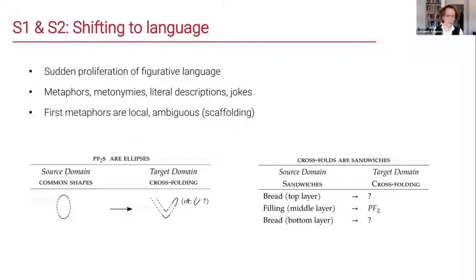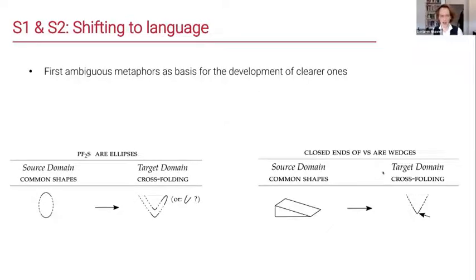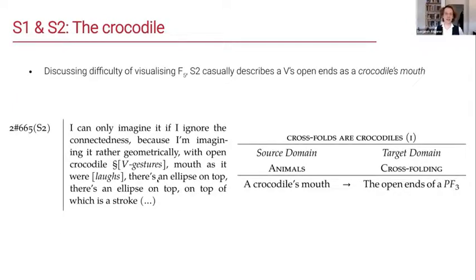But it works for the moment, so that's why I call it scaffolding. Or things like calling something a sandwich if you have a nested structure that's surrounded by 2 outer parts. But very quickly, those first ambiguous metaphors are being replaced or refined into clearer ones. So we get terms like wedge coming along, which replaces the ellipse that we were talking about earlier. But they're still having real difficulties talking about this 5th fold, as you've seen it before.